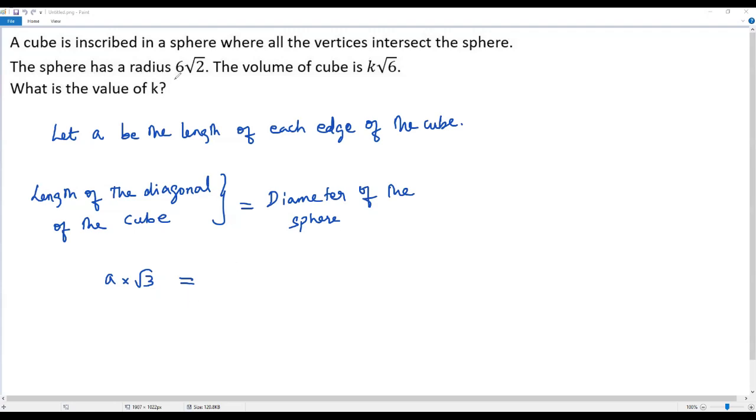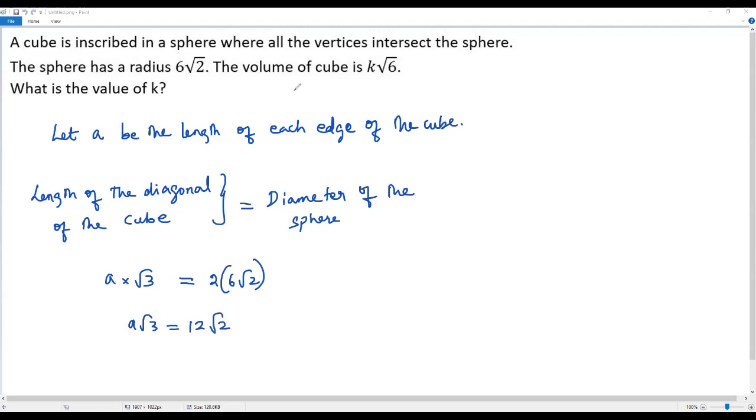Already we have the radius of the sphere, that is 6 times square root of 2. When I want to get the diameter of the sphere from the radius, I just have to multiply the radius by 2. Because 2 times radius equals diameter, we get 2 times 6 times square root of 2. So a times square root of 3 equals 12 square root of 2.